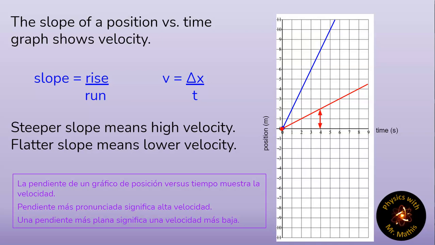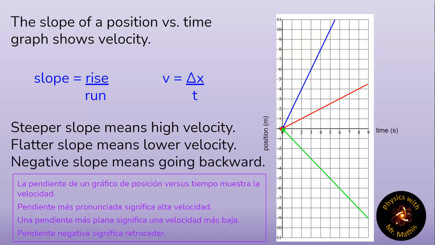If you look at the graph, you can see that at 4 seconds, the red line only represents movement of 2 meters, but the blue line represents movement of 8 meters over that same 4 seconds. So the blue line represents an object that's moving faster than the red line. If the line has a negative slope, that means the object is moving backwards towards where it started.